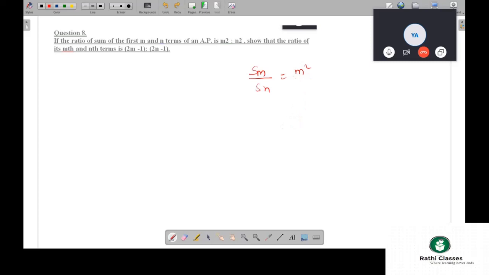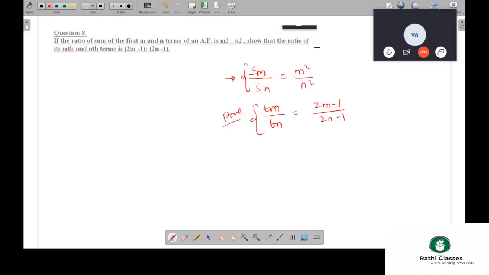And you need to prove the mth term ratio Tm divided by Tn is equal to 2m minus 1 divided by 2n minus 1. You need to prove this. If Sm is to Sn is this much, you need to prove Tm by Tn is equal to 2m minus 1 divided by 2n minus 1. Try it once and we will discuss.